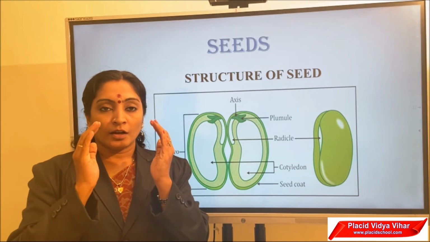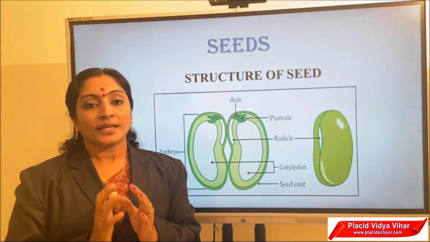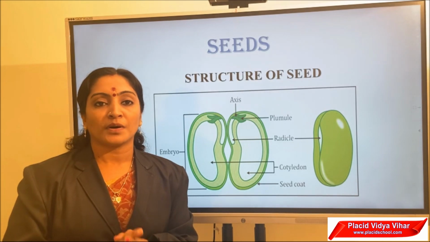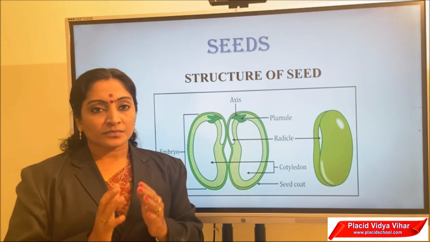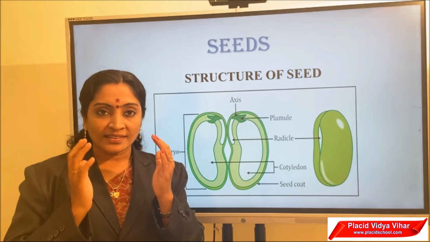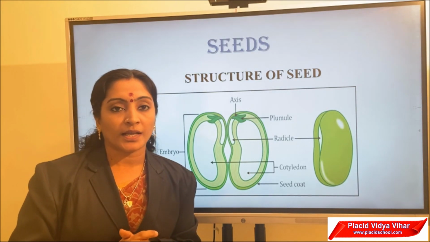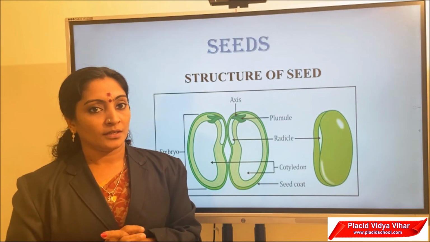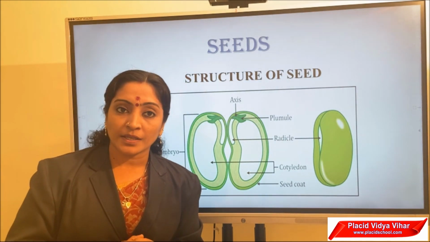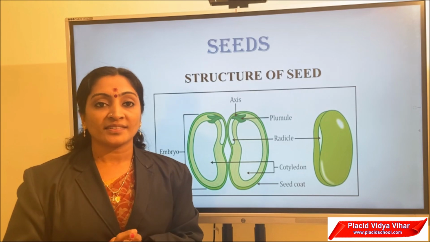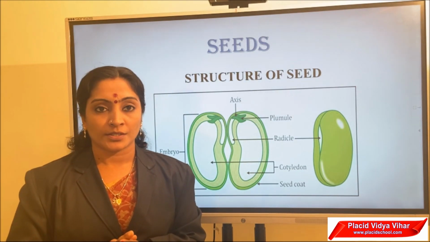Okay? And the most important part of the seed, that is the embryo, is present in the center part of the seed. Okay? And when this embryo, or when the seed, gets suitable conditions, it develops to become a new plant. Okay? So that process is called germination. So what is germination? Germination is the process by which the seed develops to become a new plant.